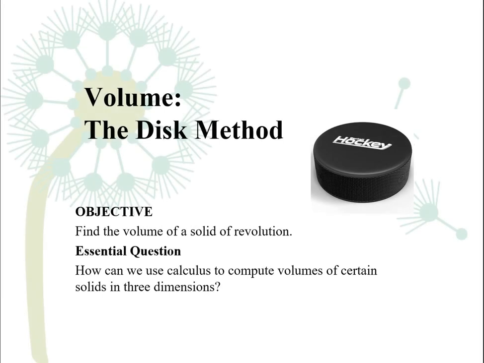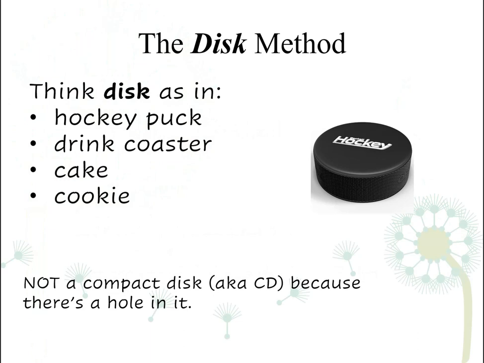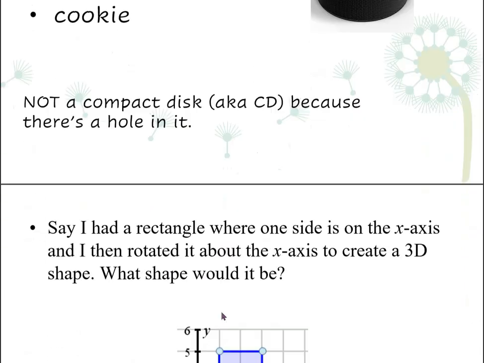Finding the volume of a solid of revolution, the disk method. Now, when I say disk, as in disk method, you need to be thinking like a hockey puck, shown here, or a drink coaster, or a cake, or a cookie, or a pie. Don't think of a compact disk, also known as a CD, because there's a hole in a compact disk.